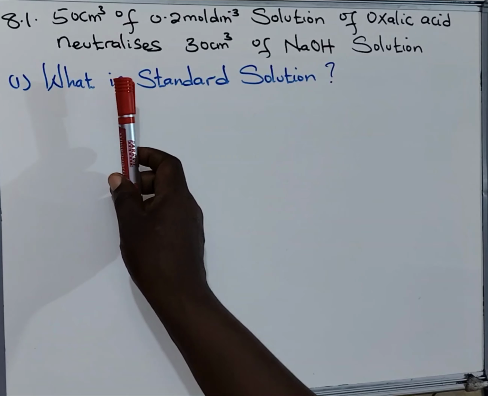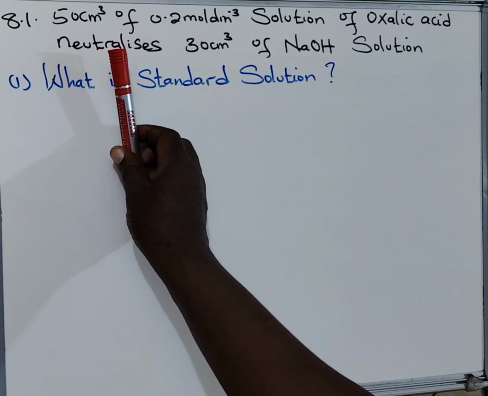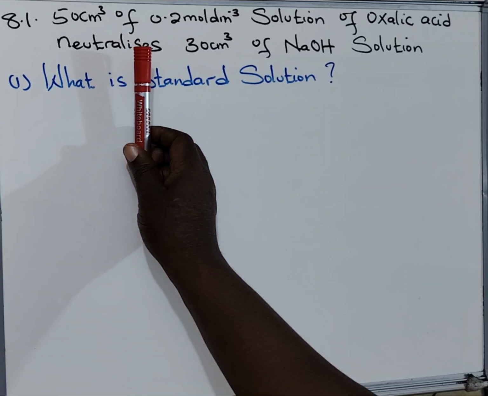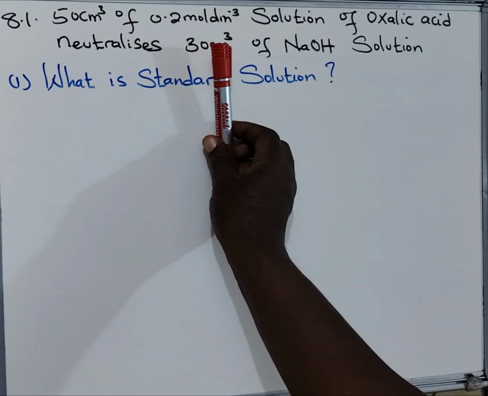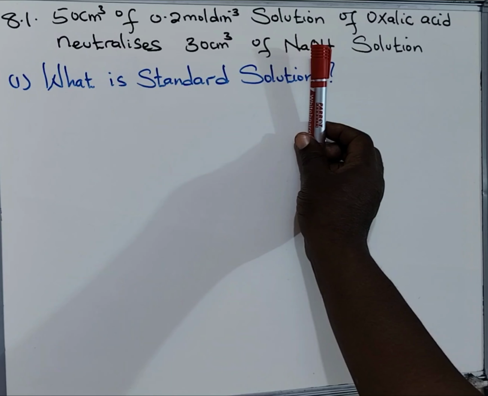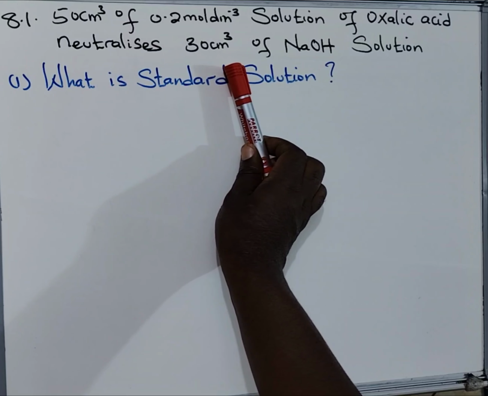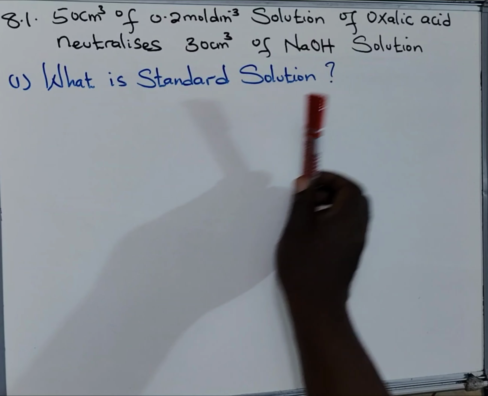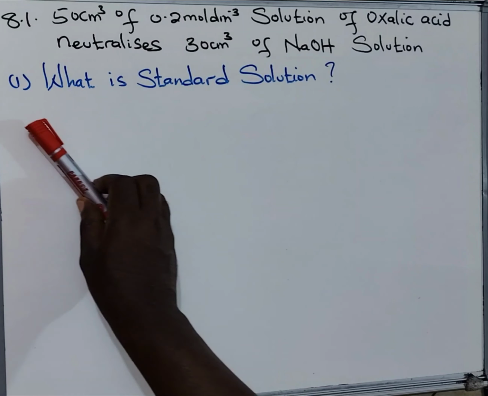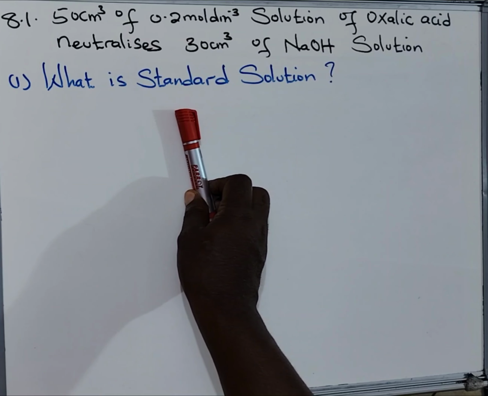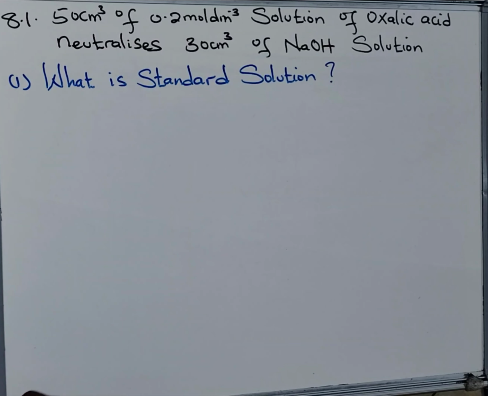Tonight we are looking at this question. It says that 50 cubic centimeters of 0.2 moles per cubic decimeter of oxalic acid solution neutralizes 30 cubic centimeters of sodium hydroxide solution. The first question says, what is a standard solution? A standard solution is a solution of known concentration.